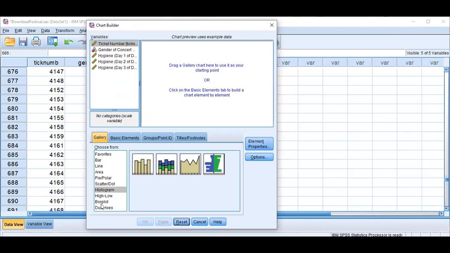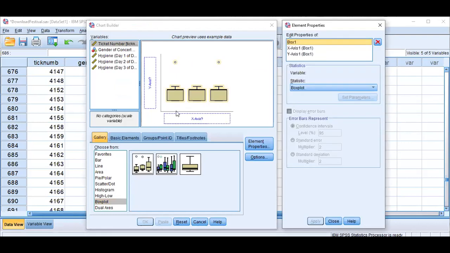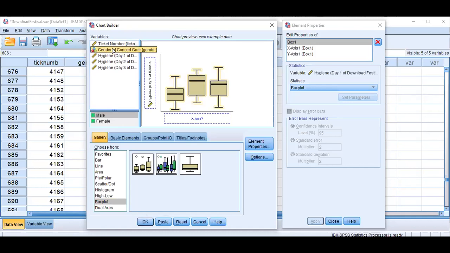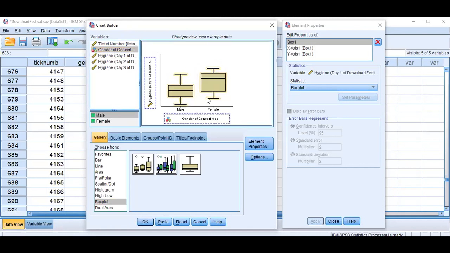So we will find here, you can find the box plot. We will select it and double click it. When we double click, my graph will appear here. So I am selecting the box plot. This is hygiene day 1 and gender, because there are 2 ways. One, I can compare male and female here. So there will be 2 box plots, one for male and second for female.